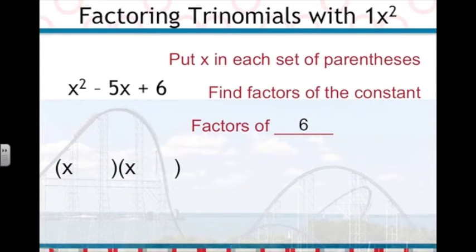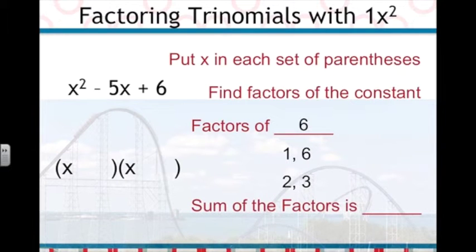To factor 6, start with the obvious one, 1 times 6. Next, 6 is even, so 2 is a factor, which gives us 2 times 3. Since there aren't any integers between 2 and 3, we know we have all the pairs of factors. But which pair of factors should we use?